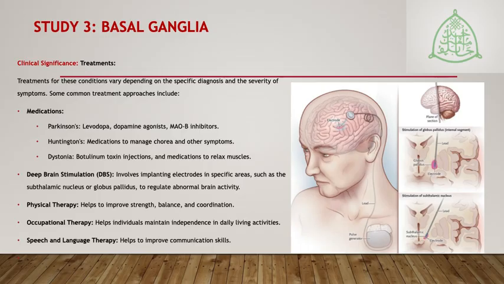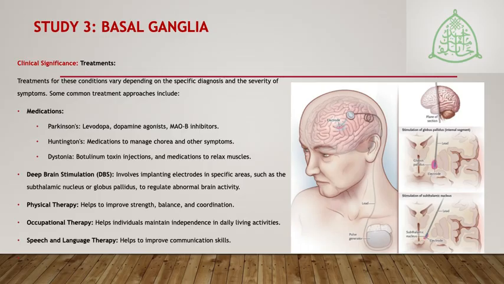It is called levodopa, which basically is an agonist which helps in increasing the function of dopamine in the system. Then for Huntington's there is also medication to manage the chorea, that is the jerking symptoms and other symptoms. And for dystonia, you also have injections and medications to assist in relaxing those particular muscles. Others are deep brain stimulations, where sensors are put into different parts of the brain to stimulate and to regulate the activities of the brain.